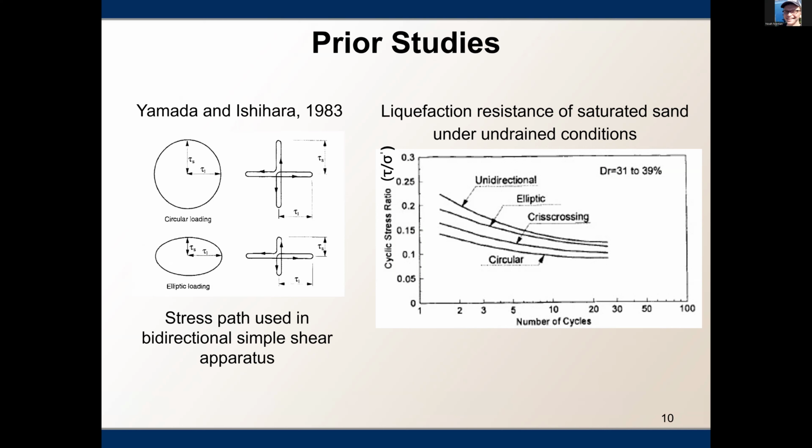Here you can see the graph of cyclic stress ratio versus the number of loading cycles. You can also see a number of lines for different stress paths. This indicates the liquefaction resistance curve. If you take a given number of cycles, for example, in this case I've shown 3 cycles, then if you have unidirectional shearing, you would require a higher shear stress to cause liquefaction, as compared to when you use a circular stress path. So this means that if you have bidirectional shearing, then we lower the resistance of the soil.